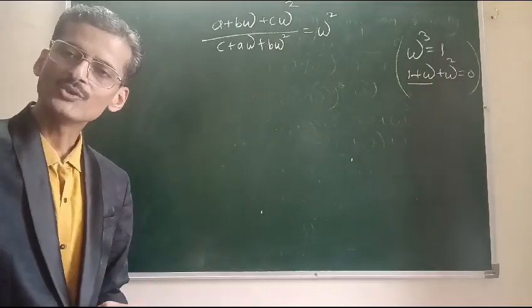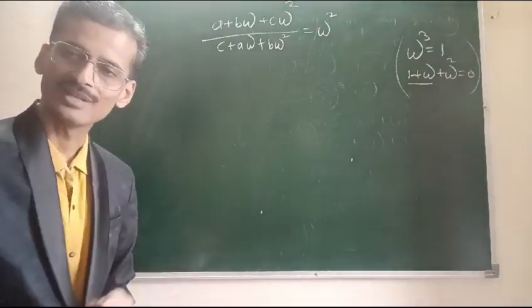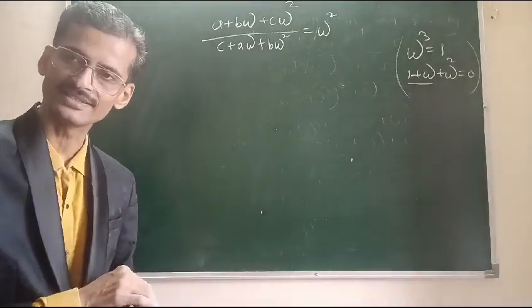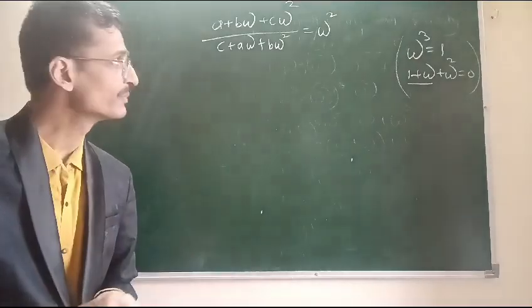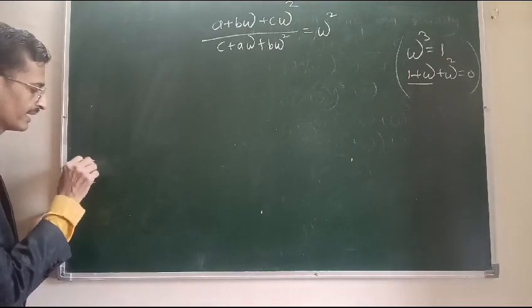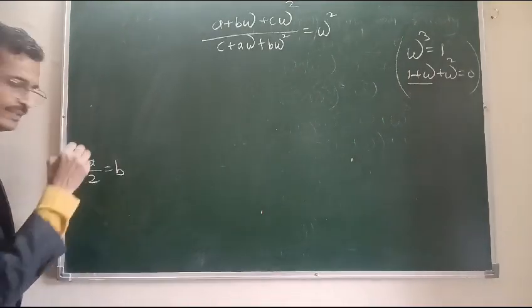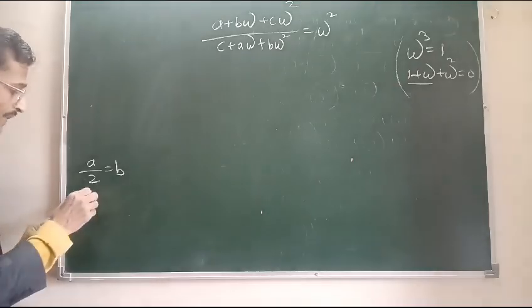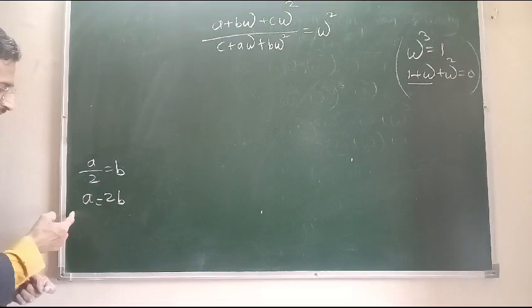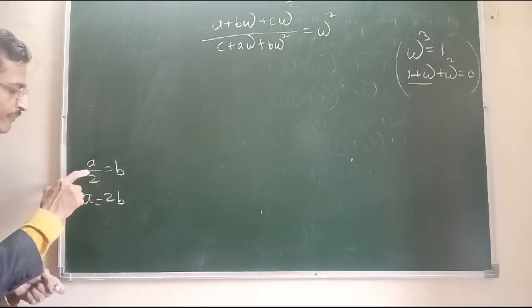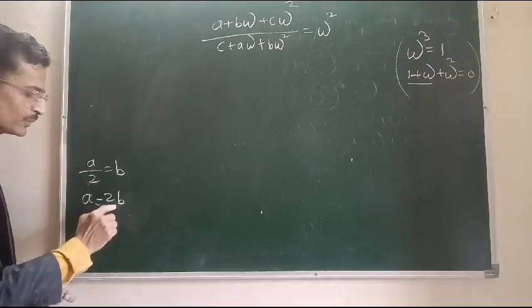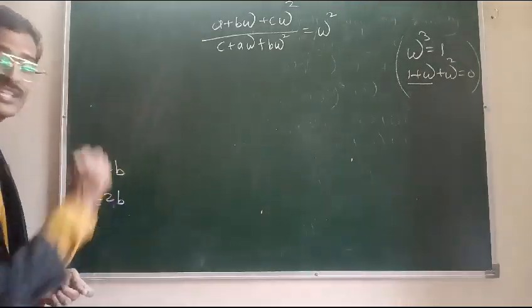Square. Now as usual we can start with LHS and prove that it is RHS, or start from RHS and prove that it is LHS. But here there is one simple technique which we can use. Suppose we want to prove that A upon 2 is equal to B. Then we can prove that A is equal to 2B, because that is the same. So if we have to prove that A upon 2 is equal to B, prove that A is equal to 2B. Same technique we use here.